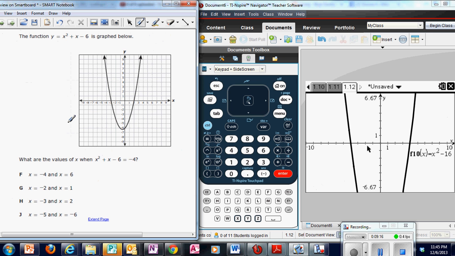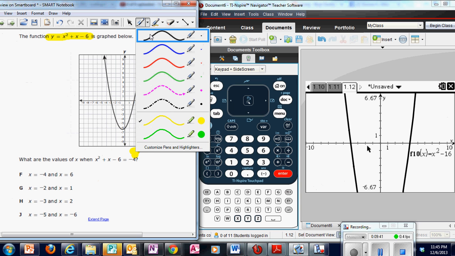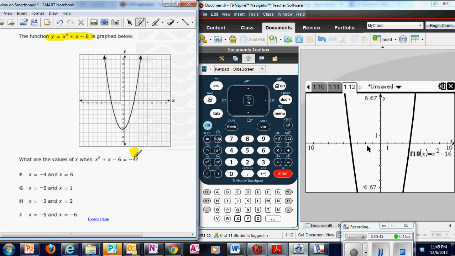Okay, the function y equals x squared plus x minus 3 is graphed below. What are the values of x when x squared plus x minus 6 equals -4? Well, we're going to do the same thing that we did in the last problem. Like I said, we have to get everything on one side so that we either have y by itself or 0 on the other side.